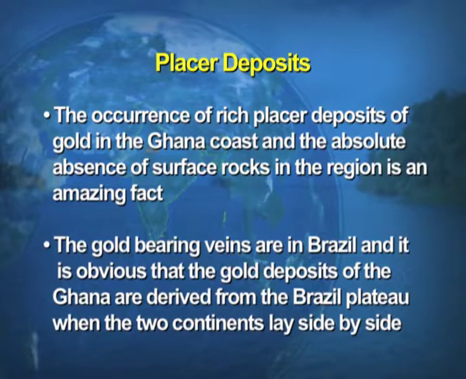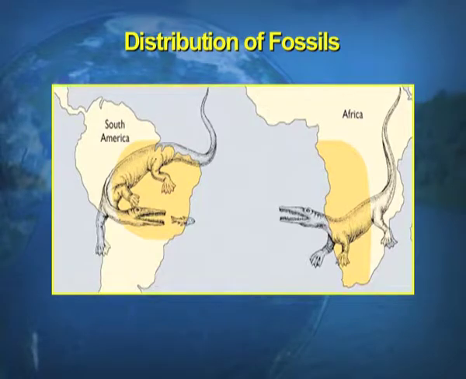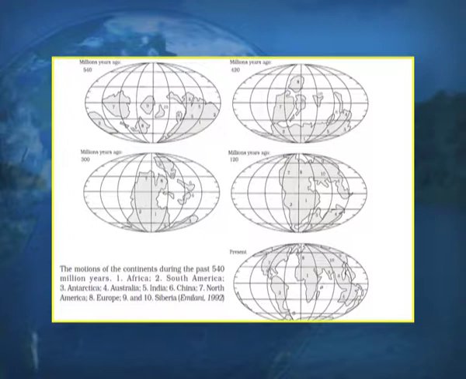Placer deposits: the occurrence of rich placer deposits of gold in the Ghana coast, and the absolute absence of the source rocks in the region, is an amazing fact. Fossils have also been found across India, Madagascar and Africa, and they are also considered to have similar striking similarities. This is the diagram which depicts the fragmentation of Pangaea into different parts and the wandering of these continents over a period of time.